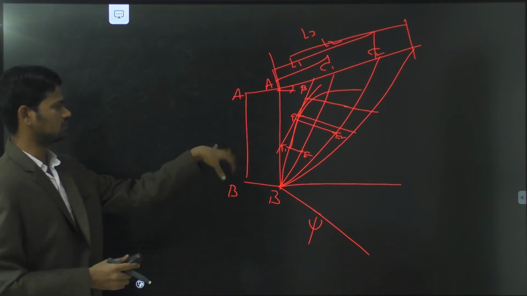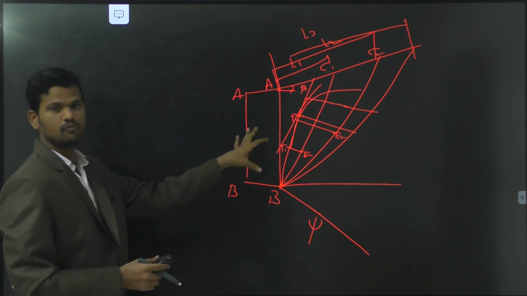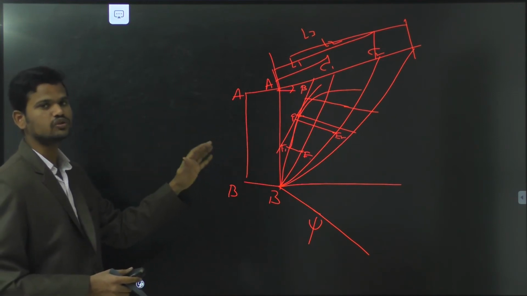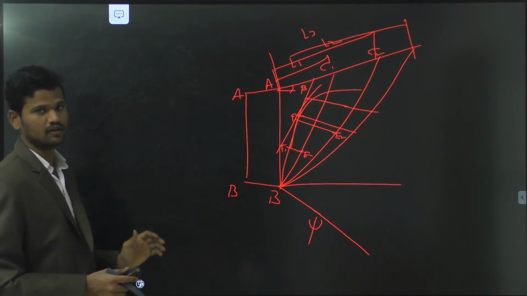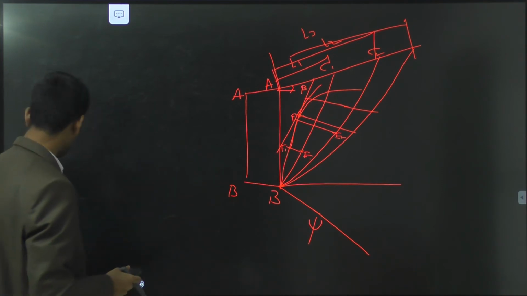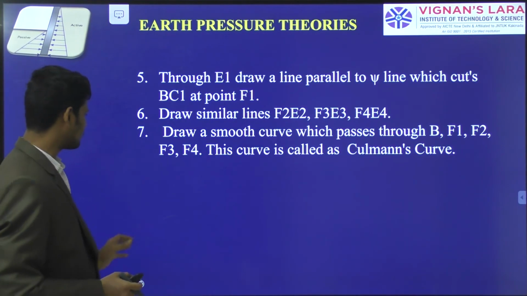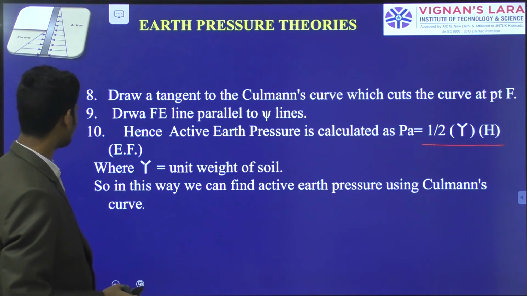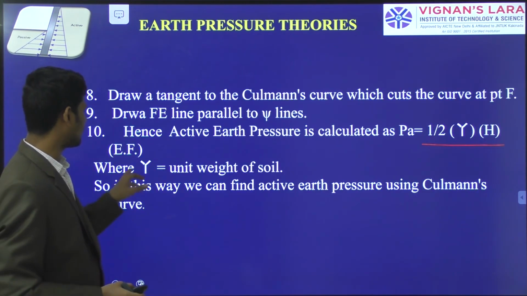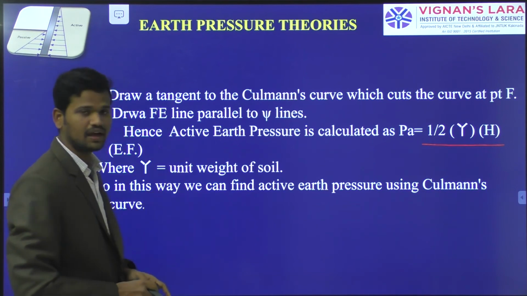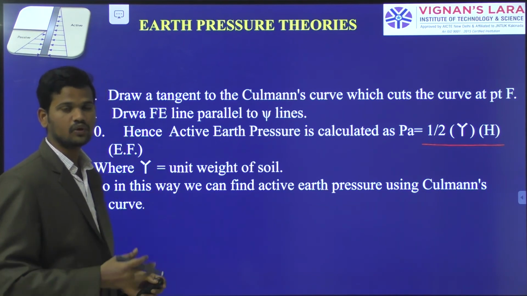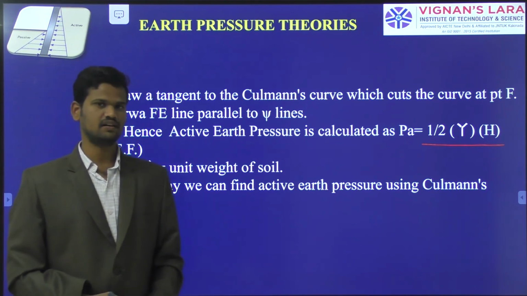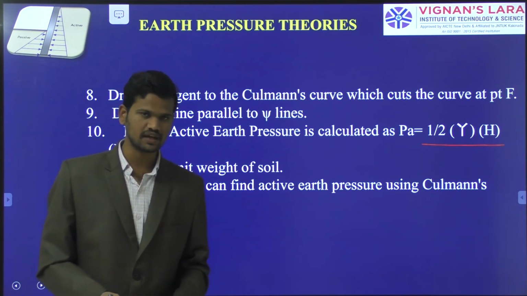We write in real time by using a scale. We should write neatly by using a scale. We should draw this construction diagram by following the given procedure. Okay, up to now this is the procedure for calculation of the active earth pressure, where PA equals half into gamma into H square. In the same way we can calculate the passive earth pressure also by Culmann's graphical method. Okay, up to now this is the topic of Culmann's graphical method.